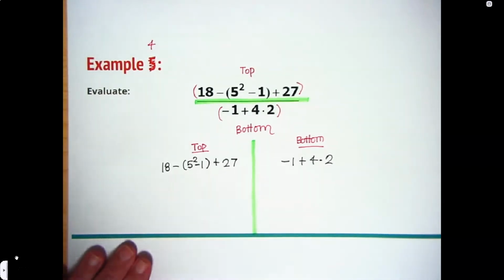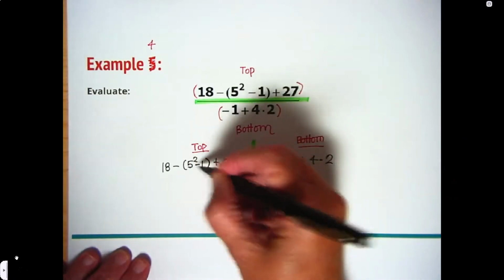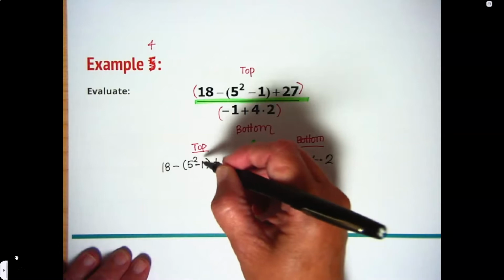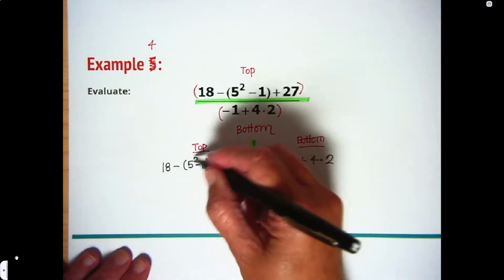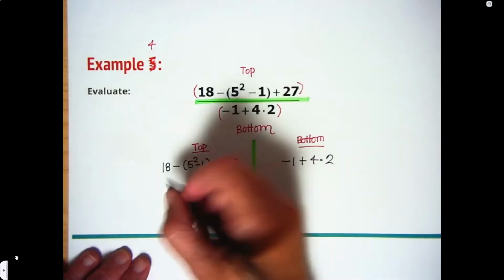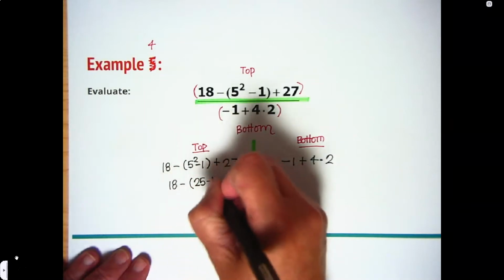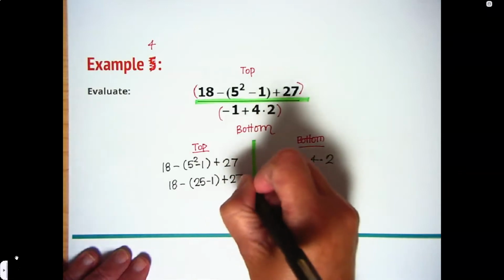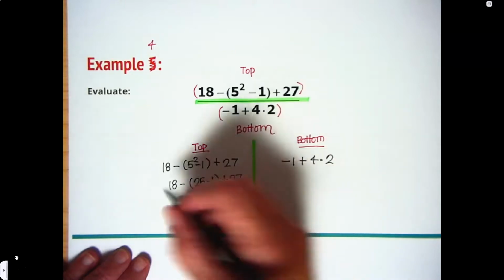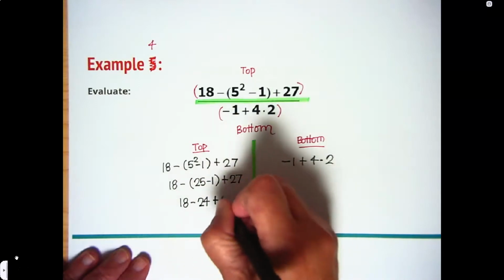All right, so on the top, does it have any grouping symbols? And the answer is yes, it has these parentheses. And inside the parentheses, I see an exponent, 5 squared, and I see a subtraction. I'm subtracting 1. Okay, so I got to work 5 squared minus 1 out and get that down to one number. There's an exponent, so I would do that first. So that's going to be 18 minus 25 minus 1 plus 27. Still got to work on these grouping symbols because it's not down to one number yet. So 25 minus 1. So that's going to be 18 minus 24 plus 27.